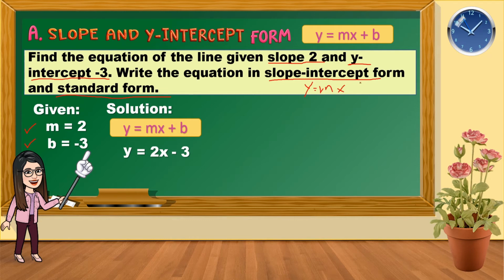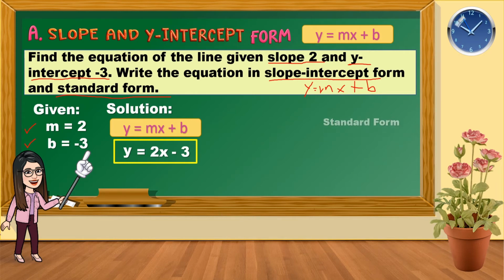Huwag kakalimutan ang pattern ng ating slope-intercept form. So, y equals mx plus b. And as you can see, itong ating sagot na y equals 2x minus 3 is already in the form of y equals mx plus b. Therefore, meron na ngayon tayong sagot na slope-intercept form. So, tapos na tayo dito. Let's now move on with the second form, which is the standard form.